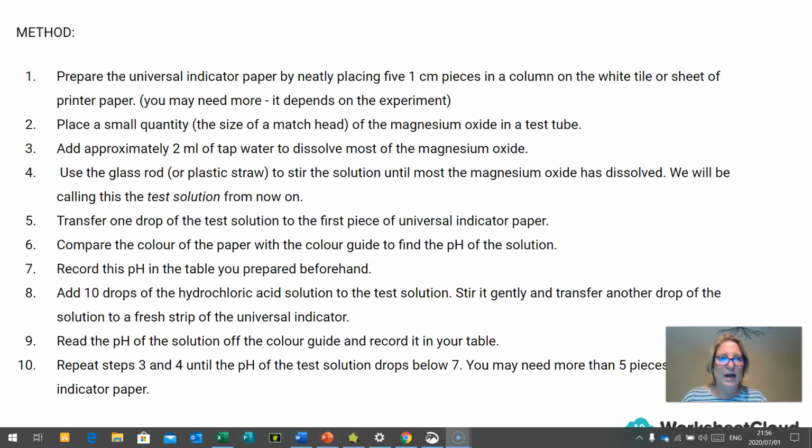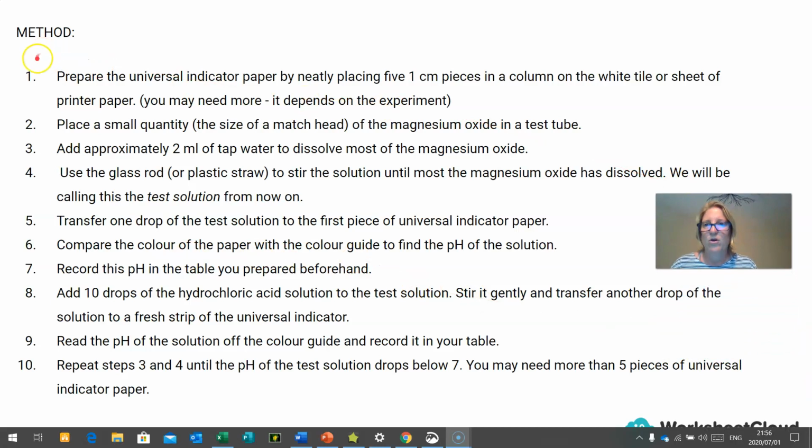If you are able to carry out this investigation, you will need to prepare strips of universal indicator paper. Five should be sufficient, but you may need more depending on the experiment. You will put the indicator paper in a column on a white tile or on a sheet of paper. Then you're going to take a very small quantity of magnesium oxide and place it in a test tube. By a small quantity, we mean about the size of a match head.